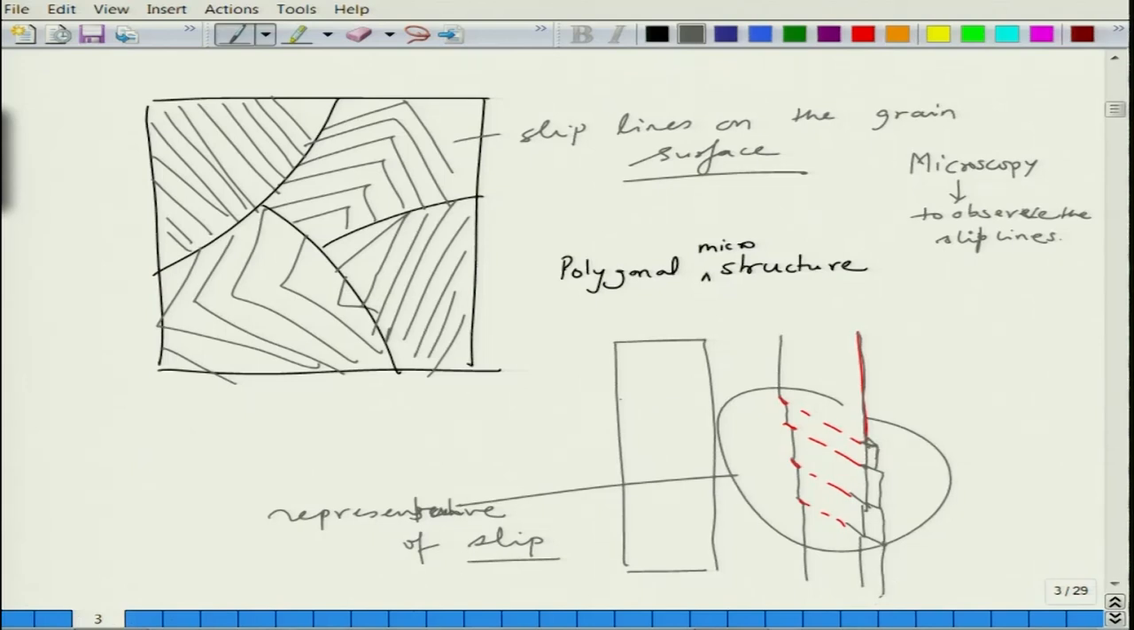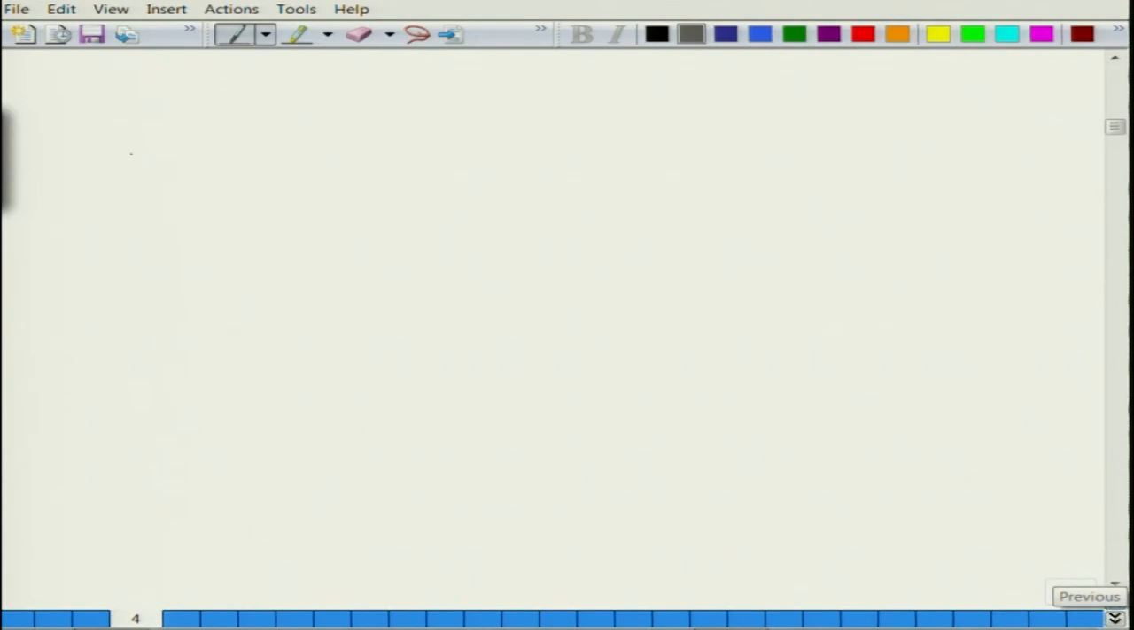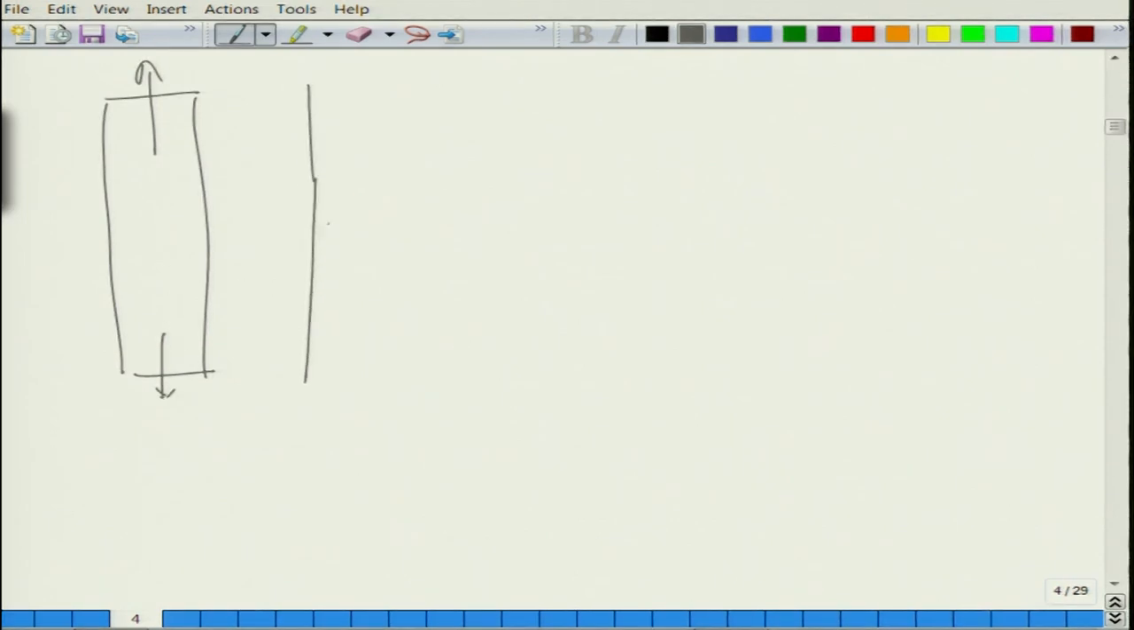Okay. So these slip lines can be microscopically observed, and now the question is, if you have this kind of uniaxial deformation, can we calculate the stress that is required to make the slip occur? So essentially, you can see that you have a wire like this, and as you start deforming, the wire will get longer and it will show these kind of steps on the surface.